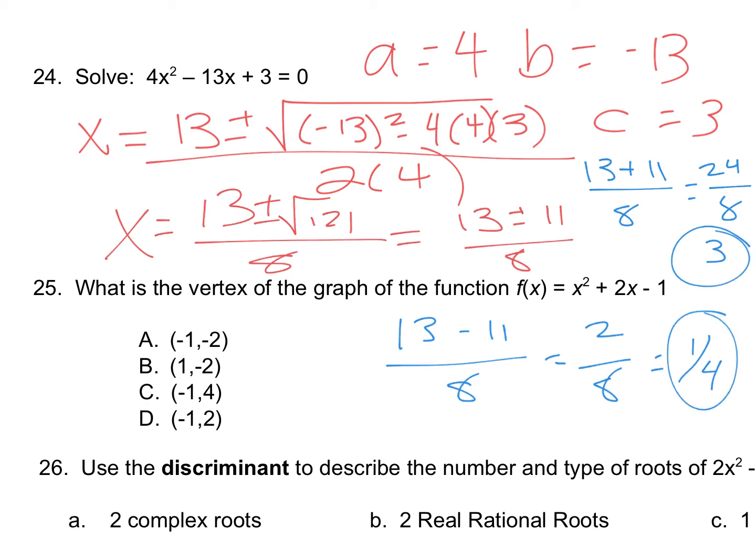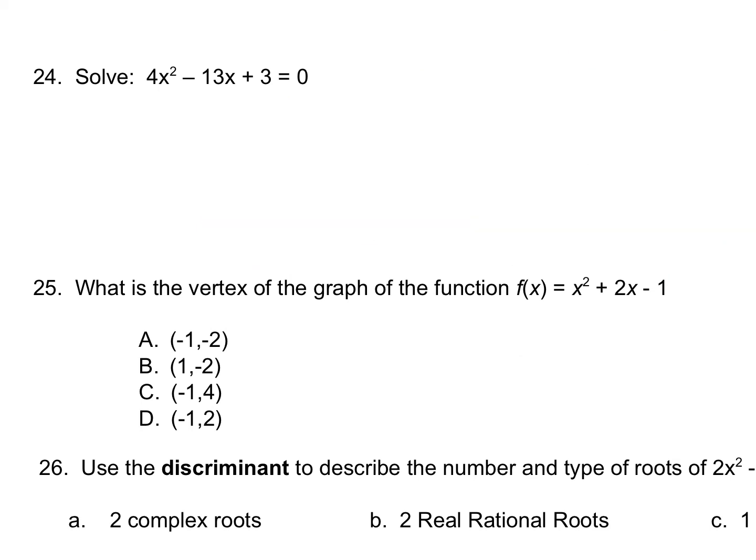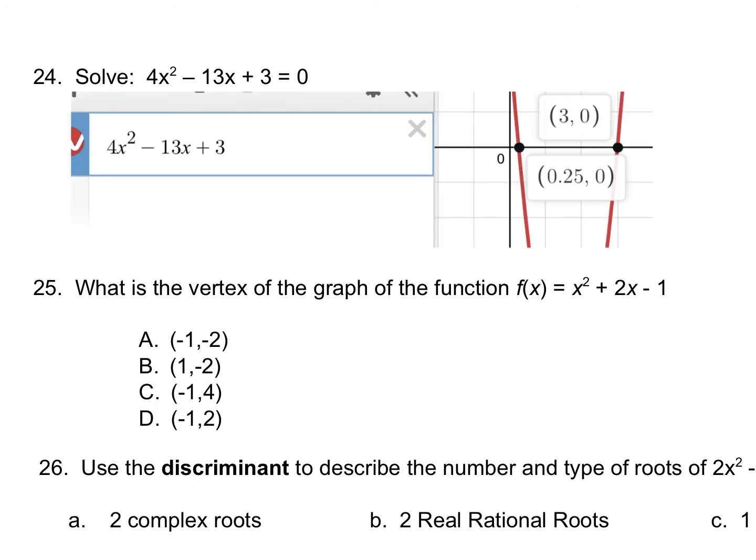I can always graph this too, which might have been a better way to start out, and graph it to see if you can come up with a solution. You could also have factored this. The other way I could have done this is I could have graphed it on Desmos. And when I graph that, you can see that the X values are at 3 and at 0.25, which you'll need to know is 1/4.